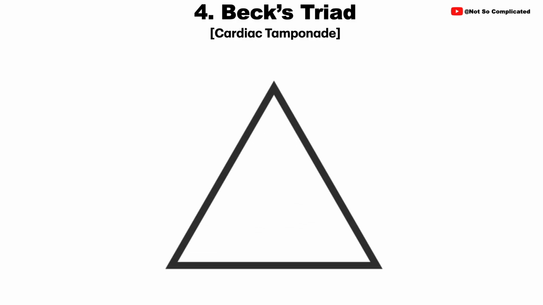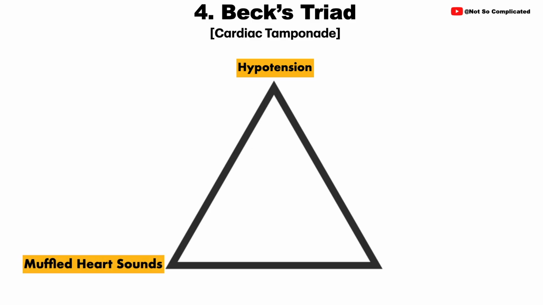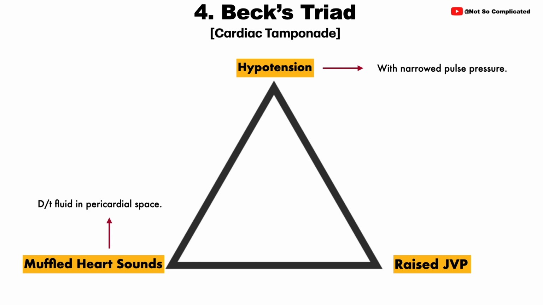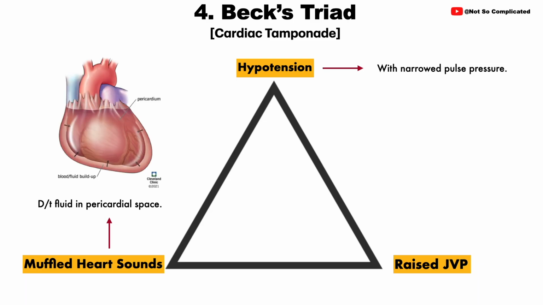So talking about Beck's triad now, it is for cardiac tamponade, and the symptoms are hypotension, muffled heart sounds, and raised jugular venous pressure. And hypotension is associated with narrowed pulse pressure actually. All right, in muffled heart sounds, obviously it is due to fluid in the pericardial space, and that is like this. There will be fluid, that can be blood also.